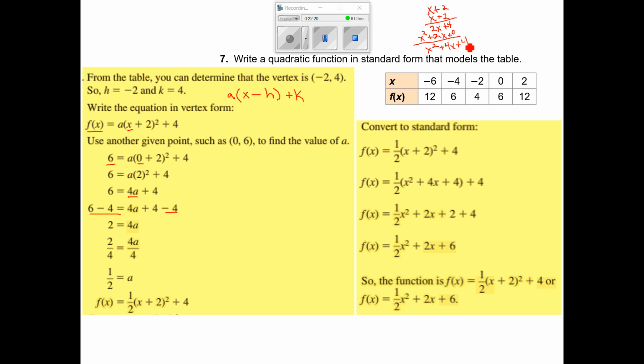Now you can see where they got this right here. All right, now they're going to go ahead and multiply everything by 1/2, distributing it to everything. When I do this, I'm going to have 1/2 X squared plus, well, 1/2 of 4 is 2. So that would be plus 2X plus 2 plus 4. Well, 2 plus 4 equals 6. And now we have our standard formula. F of X equals 1/2 X squared plus 2X plus 6. All right, let's go to number 8.